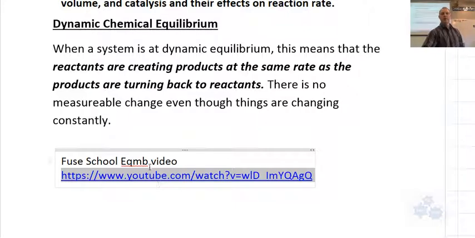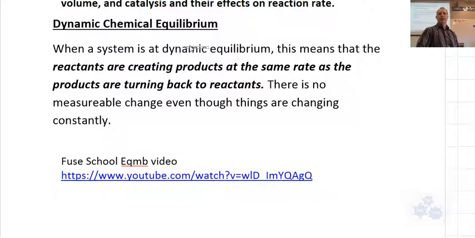Okay, so let's talk about dynamic equilibrium. As I mentioned before, and as I mentioned in the video, dynamic means movement. It means there is movement happening. Even though a system at equilibrium seems to be stationary or not moving, there are things moving underneath the surface in small microscopic ways that you can't really see. So, when a system is at dynamic equilibrium, the reactants are creating products at the same rate as the products are turning back to reactants.